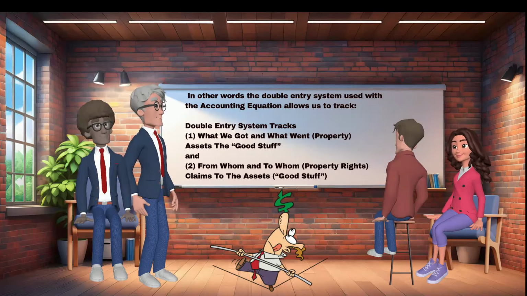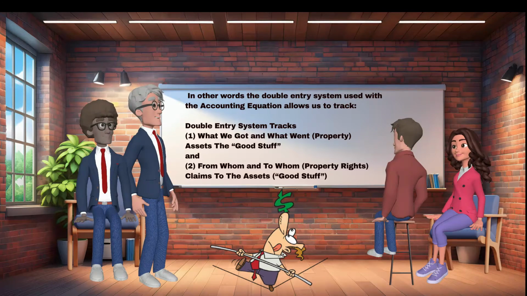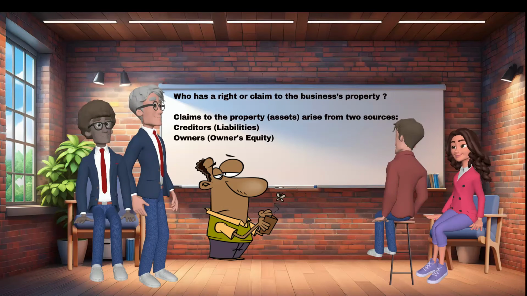Double-entry system tracks: 1. What we got and what went: property, assets, the good stuff. And 2. From whom and to whom: property rights, claims to the assets. Who has a right or claim to the business's property?